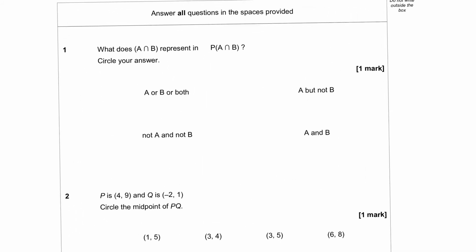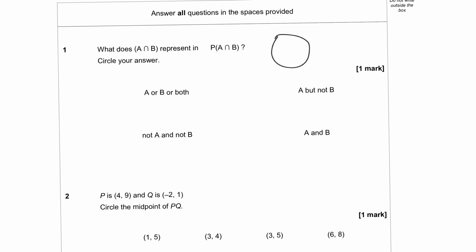So going on to question 1, let me just zoom in. It says, what does A and then that sign B represent in probability of A sign B? So that sign means and. When you see it up like a U shape, it means or. When you see it down, it means and. And how I like to remember it is because and has an N in the middle. So what it basically means is the probability of having an A and a B.